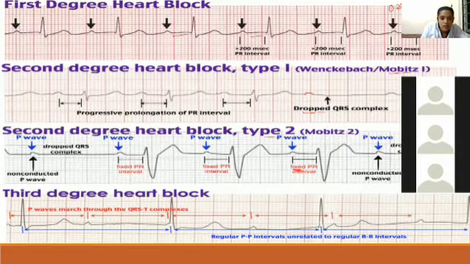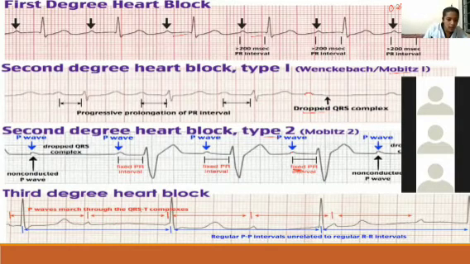Here, in type 1, we can say after some prolongation, it won't conduct. But here the P and QRS have some relationship. There is a fixed PR interval, but somewhere the P wave won't conduct. That is Mobitz type 2.